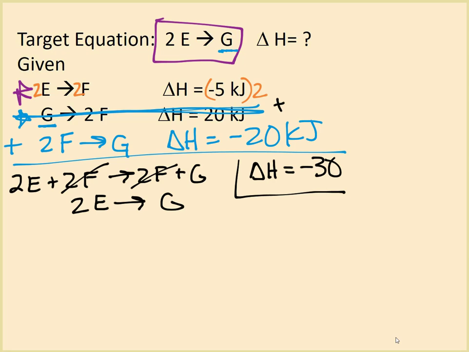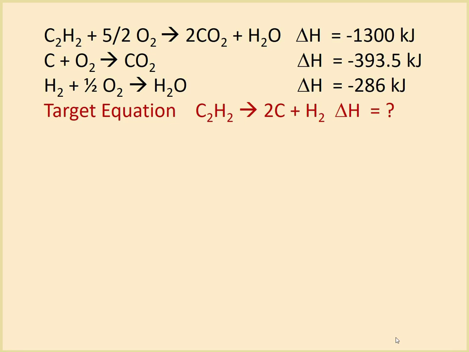So this is a lot simpler than doing the equilibrium K's, where they always have to be multiplied and squared and divided. This one is just very, very simple and straightforward. If you multiply an equation by 2, then you multiply the delta H by 2. So let's do this problem. This one's a little bit more complicated.